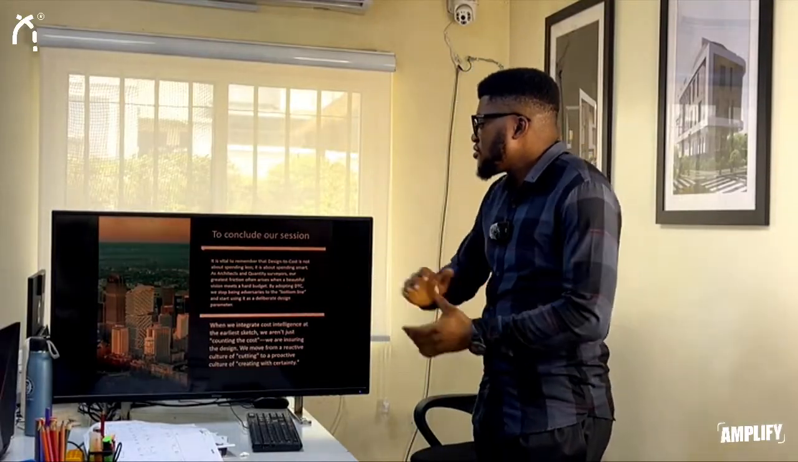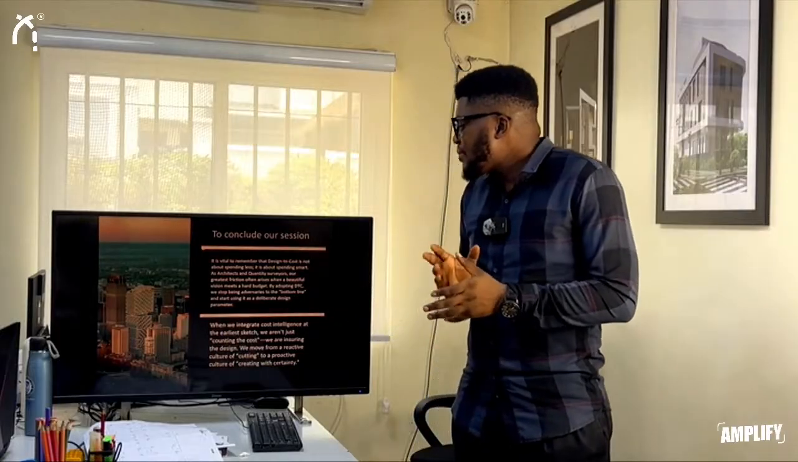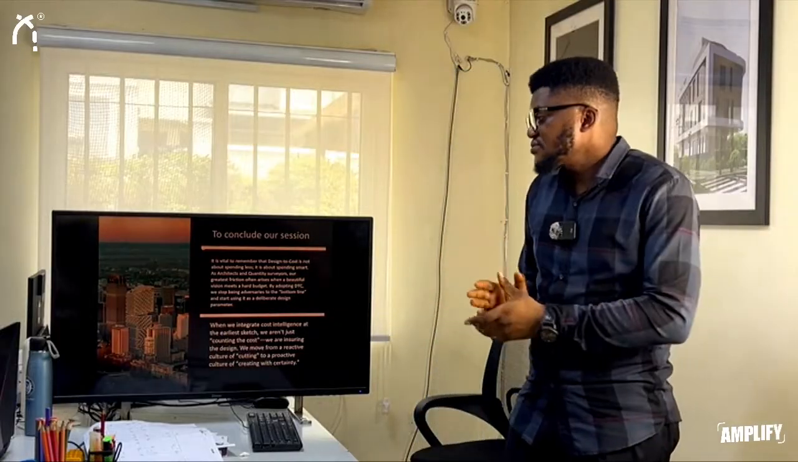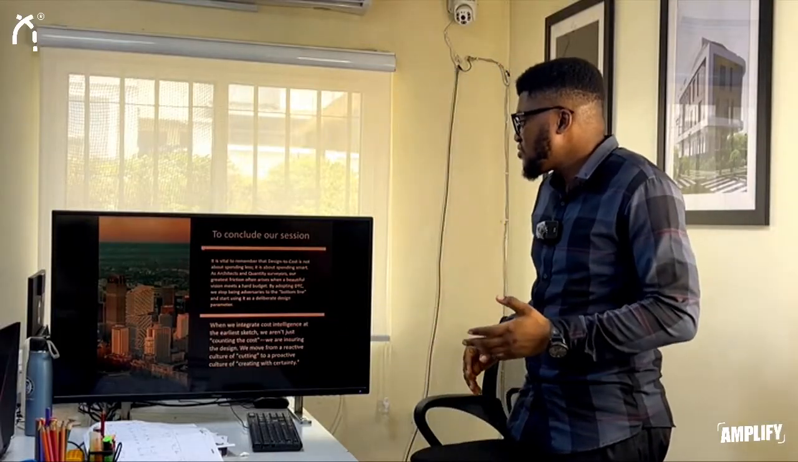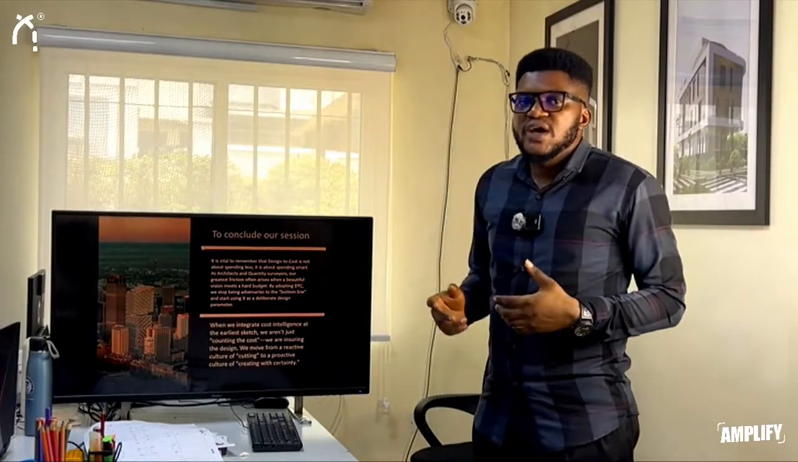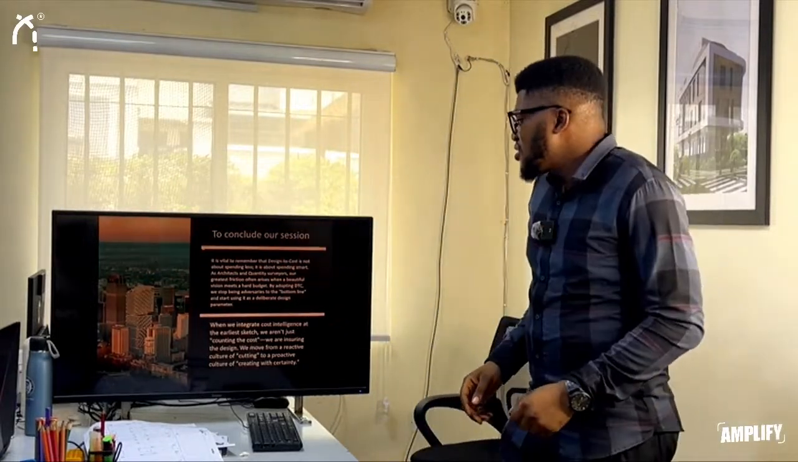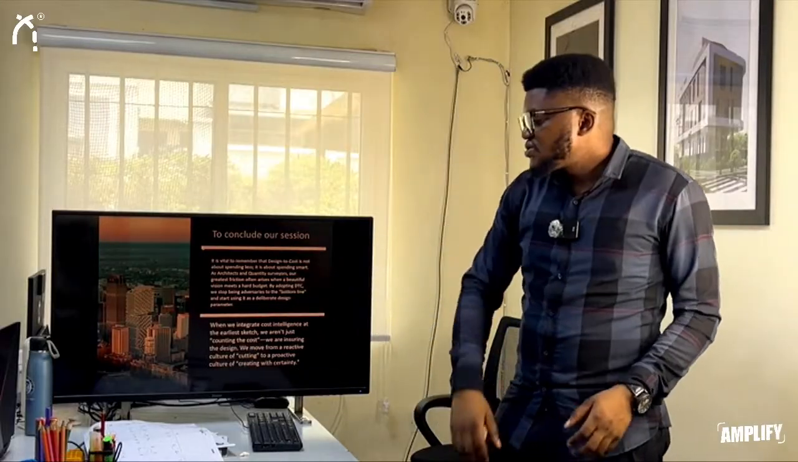It is vital to remember that design to cost is not about spending less. It is about spending smart. As architects and quantity surveyors, our greatest friction often arises when we want to implement this design, but we don't have the funds to. So in order to prevent that, DTC is the best method.